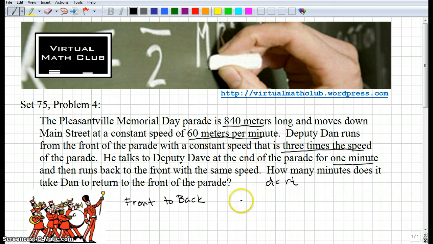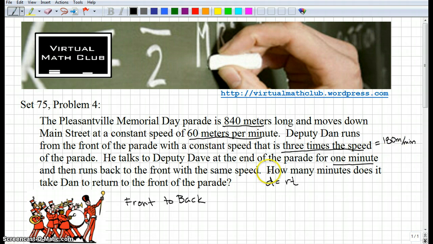So first of all, he runs from the front to the back. Now, how far does he have to run? Well, it's 840 meters to the front of the parade, but the parade keeps moving forward at a constant rate of 60 meters per minute. And Dan's running at a constant rate. That's 3 times 60 meters per minute, so we could say that's 180 meters per minute.